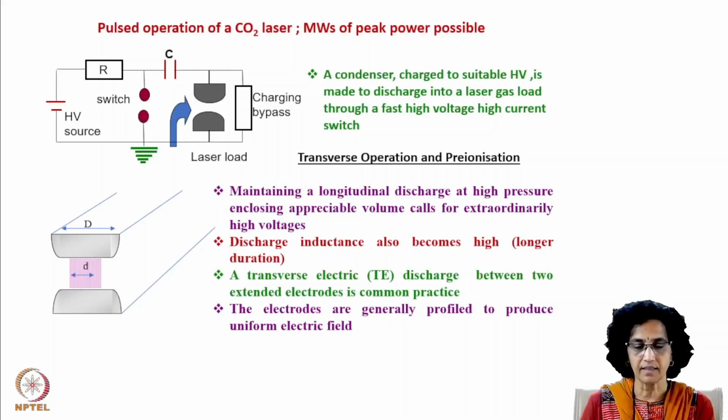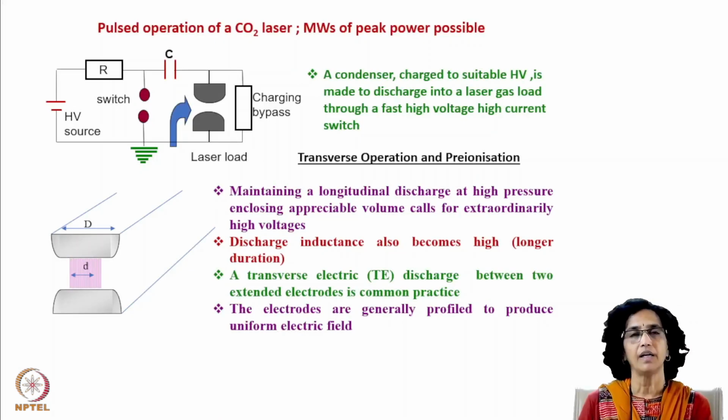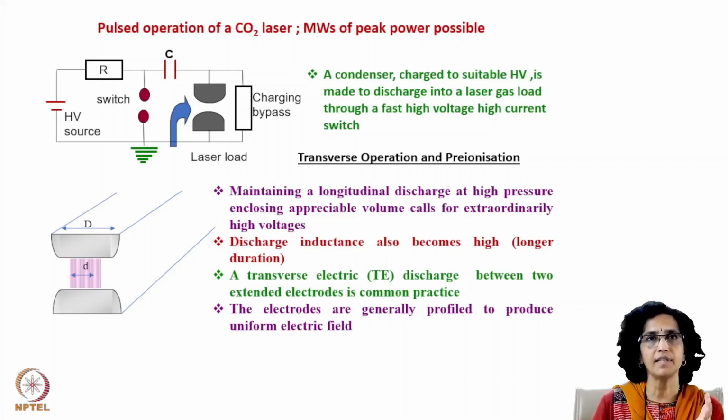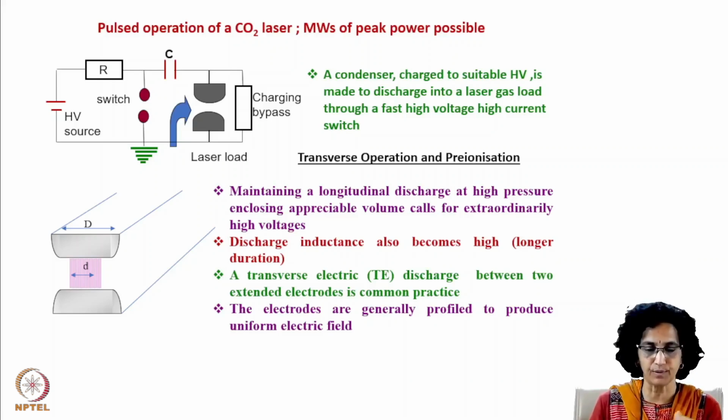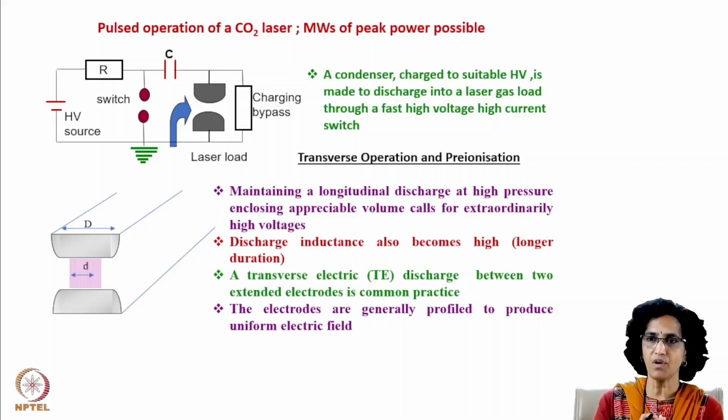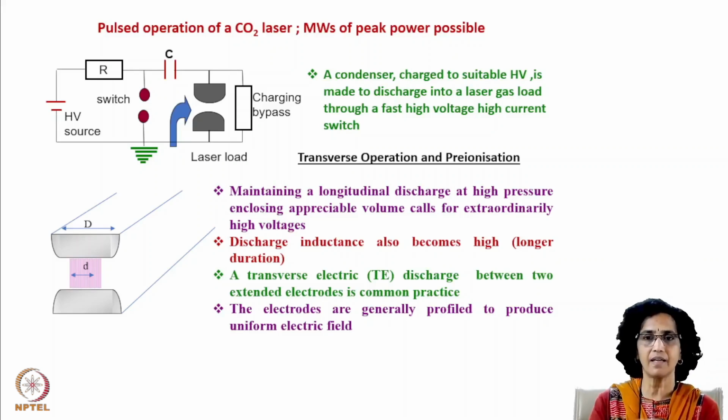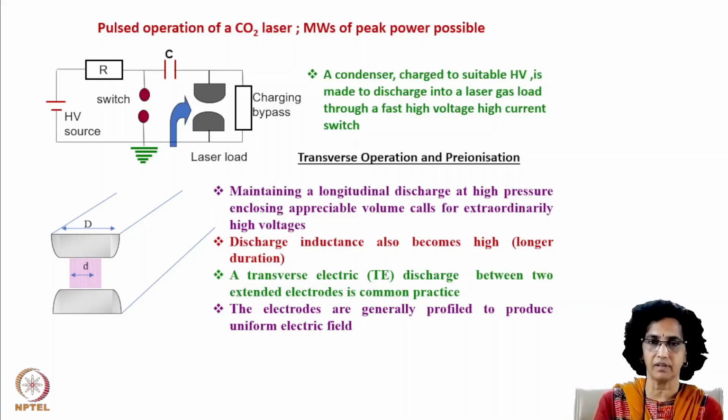In the last class, we spent time trying to understand the CW operation of a CO2 laser. We also tried to see how we can increase the power that can be obtained from a CW CO2 laser. And we saw methods like increasing the active length of the discharge tube. We found that there are some limitations to it.